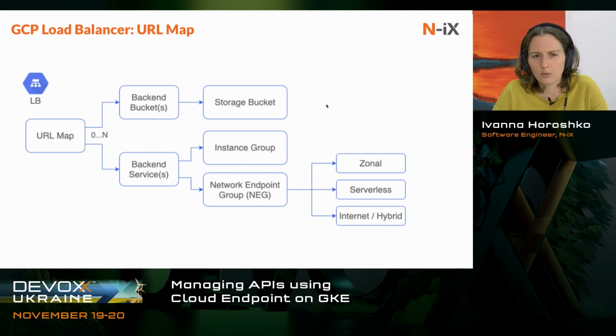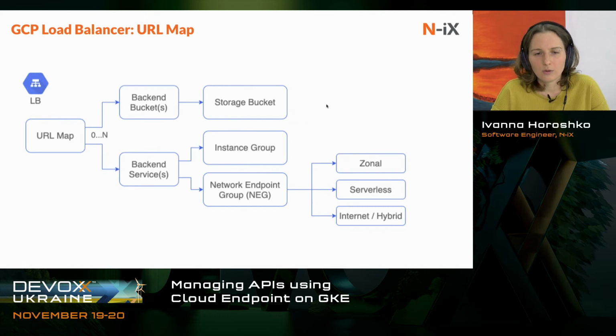Backend bucket is quite straightforward. It's an abstraction to link URL map and the storage bucket. So if you need to serve some files like, I don't know, policies, documentation, agreements, whatever, you can just place those files on the storage bucket and via backend bucket map it to your URL map, and that's it. Now you have your nice URL and you can access those files.